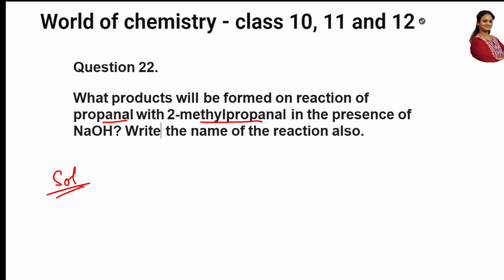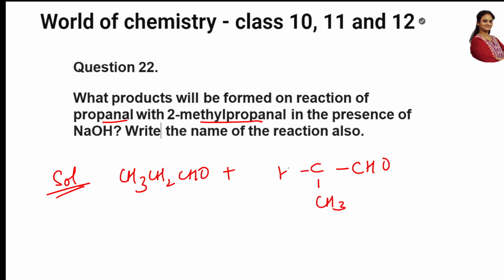First of all, let me take propanal, CH3CH2CHO. Then I'm going to add one more mole of propanal, with one aldehyde, one carbon, one CH3. I have expanded this. This is your hydrogen and one more hydrogen. Actually, it is CH3, CH2, so I have written two hydrogens. So this is the aldehyde group, this is the alpha carbon, and this is your alpha hydrogen.